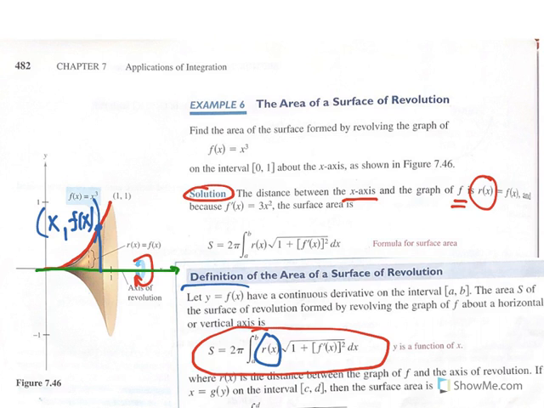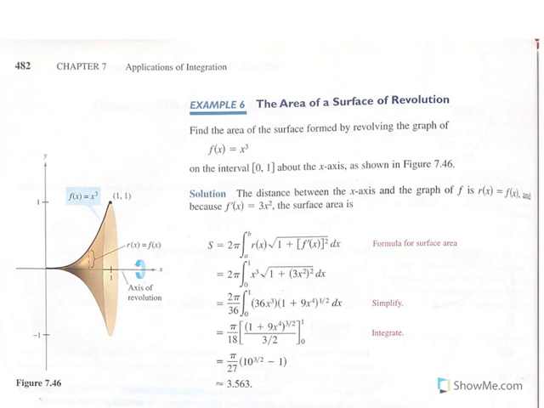So that distance r of x is f of x. So this is going to be replaced by f of x. This is going to be replaced by x cubed. And then of course you need to find the derivative of x cubed, which is 3x squared. And then you're going to replace that for f prime of x, and then you have to square it as well.